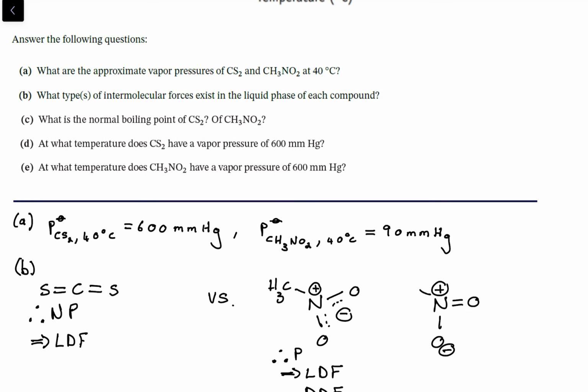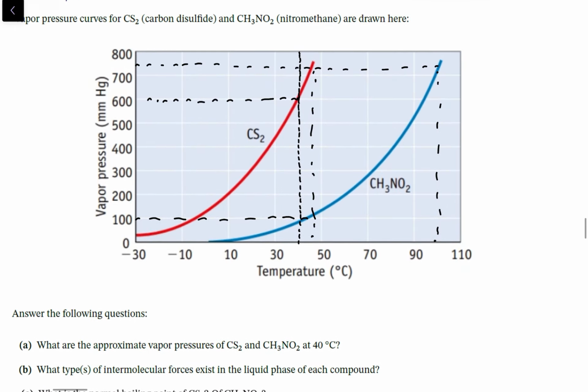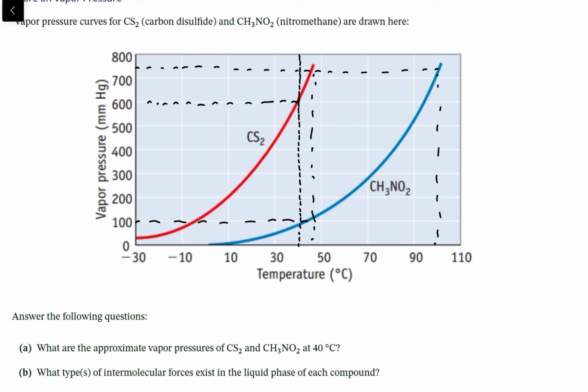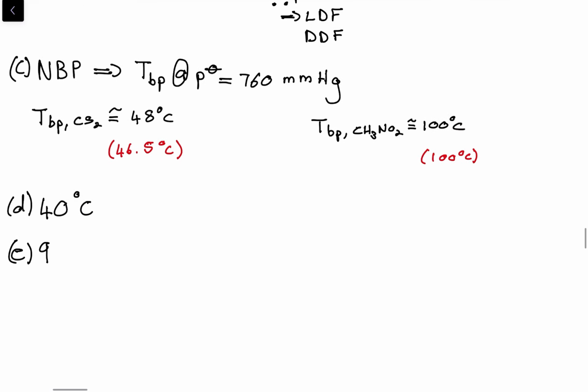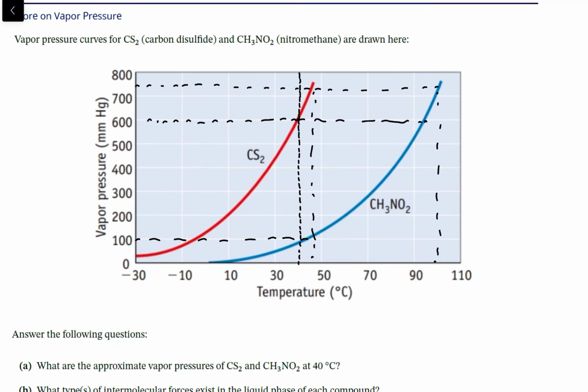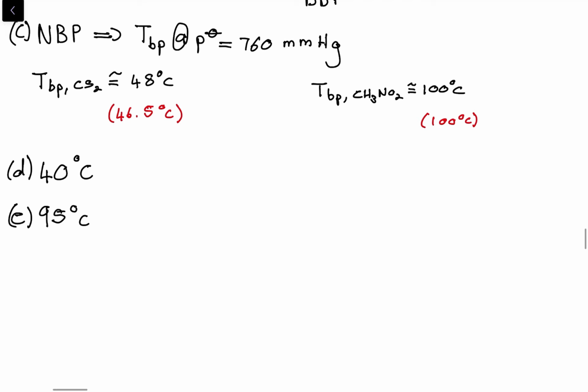And then question E. At what temperature does nitromethane have a vapor pressure of 600 millimeter mercury? Again, we can just extend the 600 millimeter line here, draw it down here. We can see it's roughly 95 degrees Celsius. Not exact. The point is how to read the graph. If you have an exact graph and you can look on Excel or whatever, you can do it precisely.